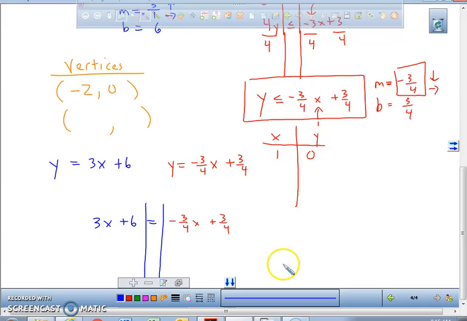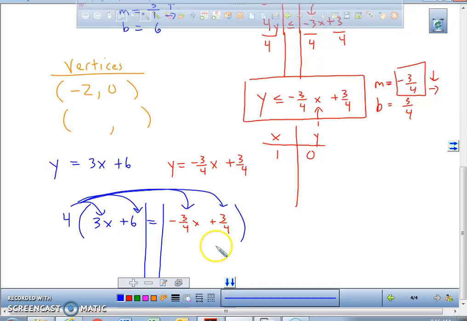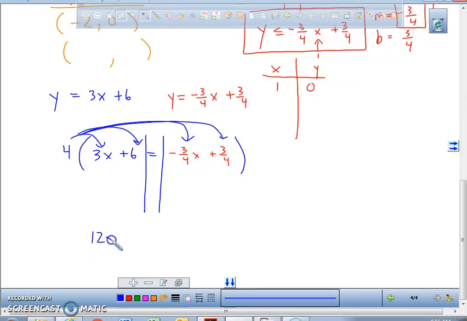Now, to make this a little bit easier, everybody, when you see a whole bunch of fourths to work with, you don't have to do this, but you could multiply everything by 4 to get rid of those fourths in the denominator. So I'm going to multiply this whole equation by 4. And you get 12x plus 24 equals -3x plus 3.